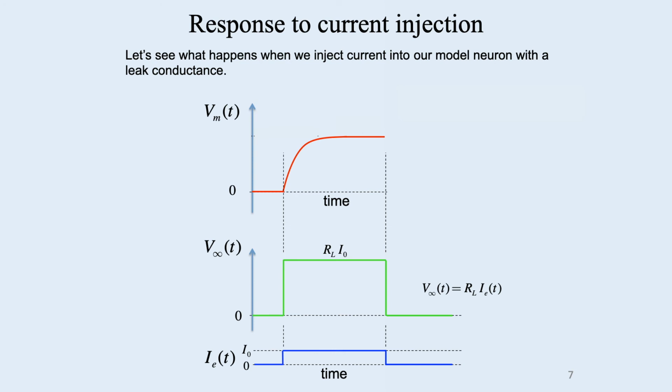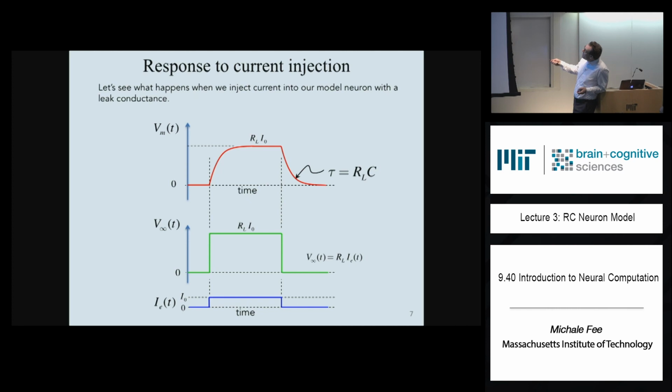And then what happens? Very good. And it relaxes with a time constant of RC. And what that means is that the time it takes for it to relax to 1 over e of its original distance from V infinity is given by tau. Okay? All right, very good.